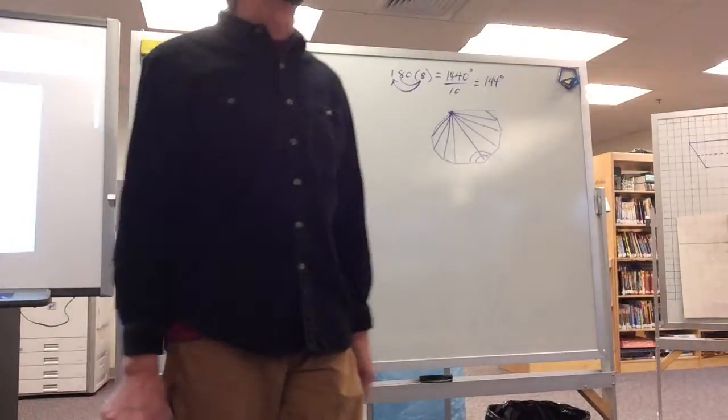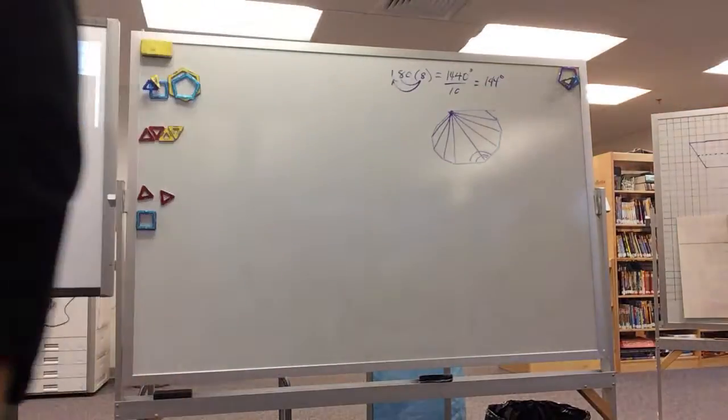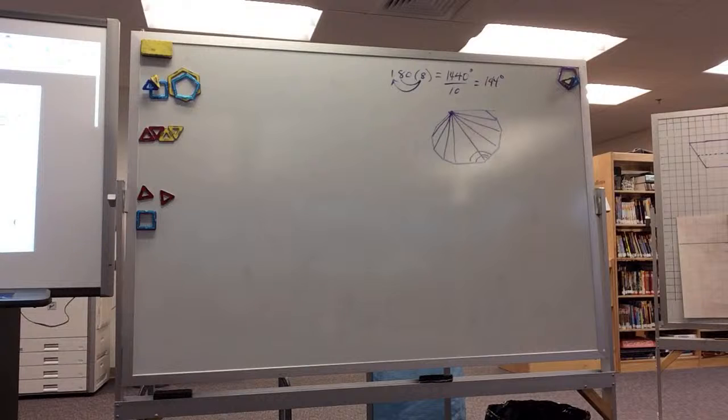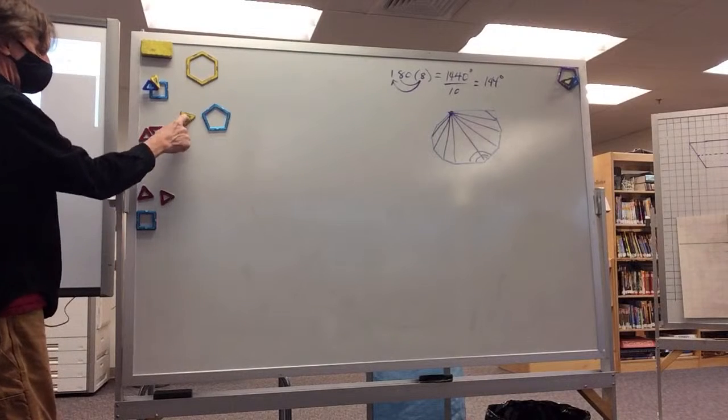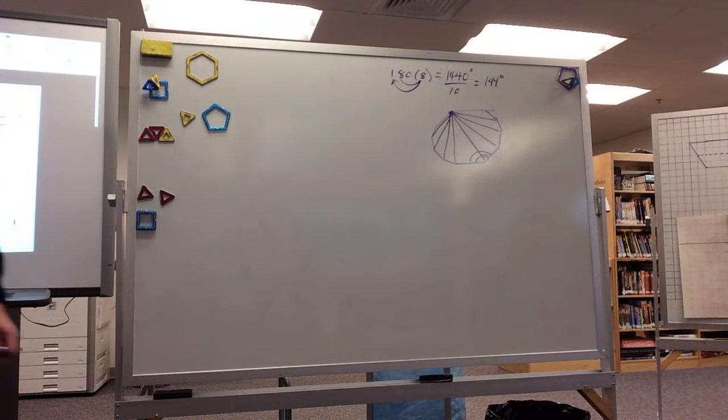Read the word again. Regular, yeah, and I said this a few times yesterday. Regular means all the side lengths are the same length and all of the angle measures are the same measure. That makes it regular. This is a regular pentagon, a regular hexagon, a regular triangle, a regular square. But regular is same size side lengths, same size angles throughout.